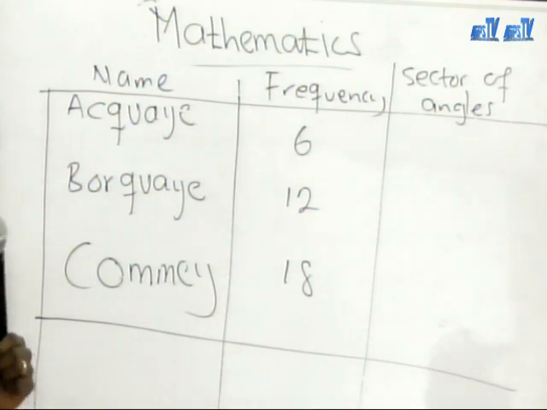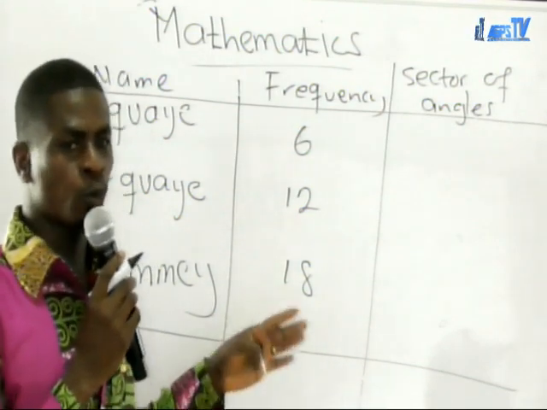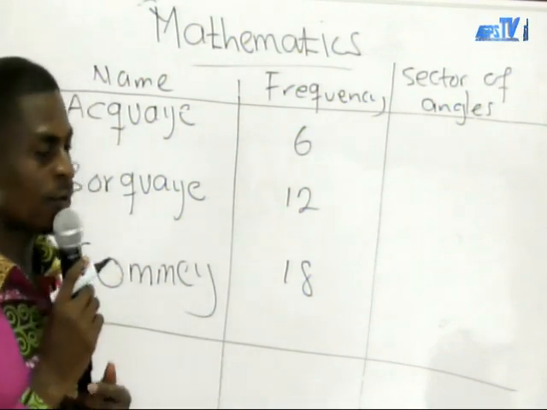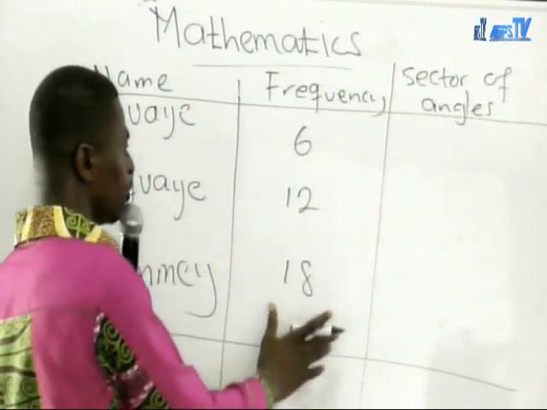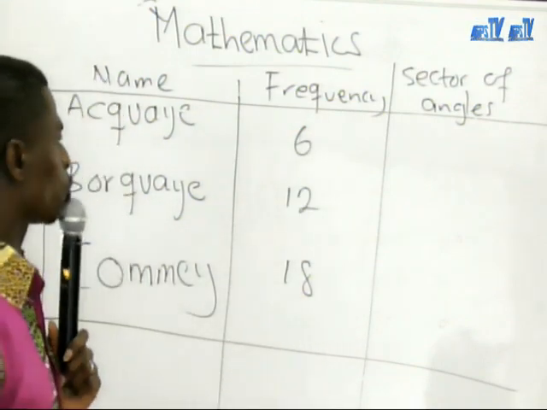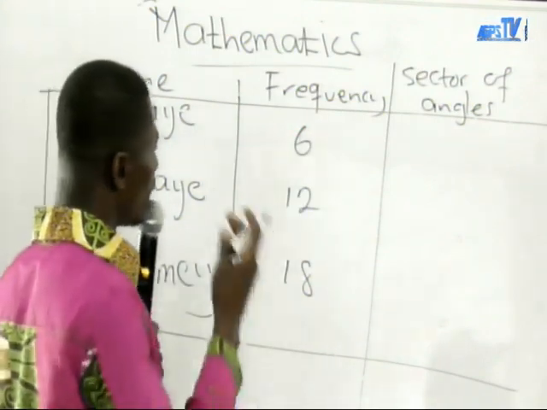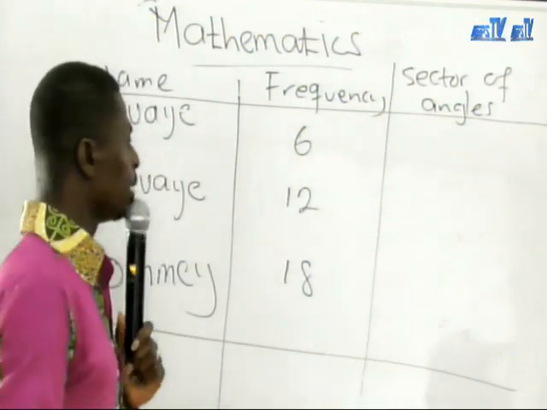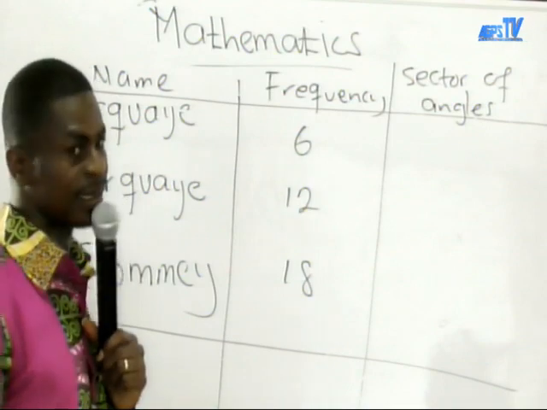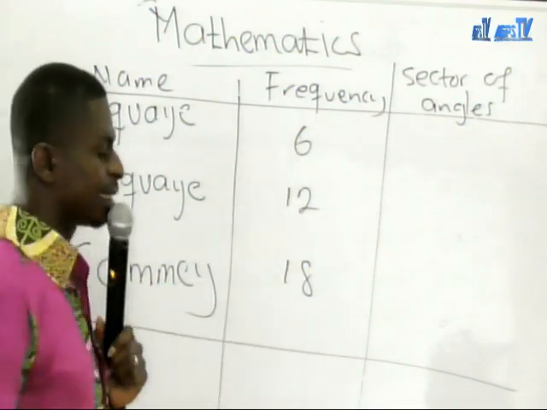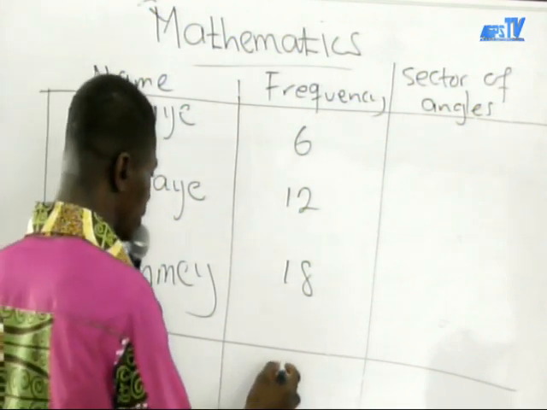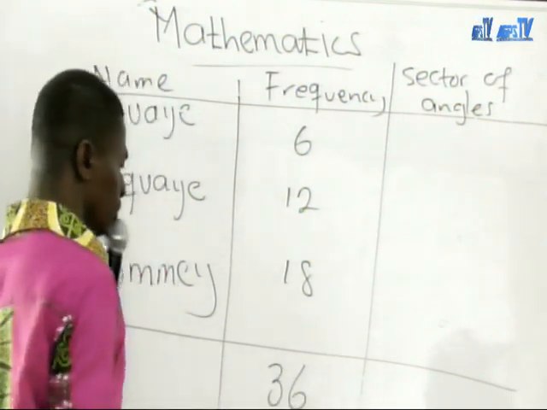Then from here, I have said that if you want to be able to find the sector for each angle, first of all, find the total frequency. And so the total frequency, if we add 12 to 18, we have 30. And plus 6, we have 36. And so our total frequency is 36.